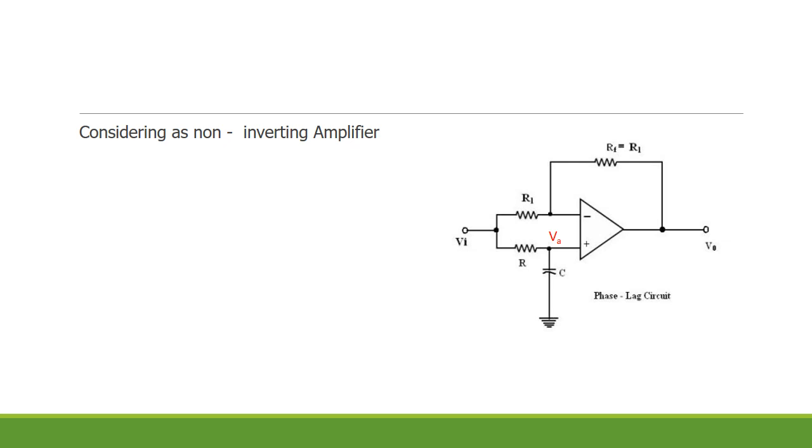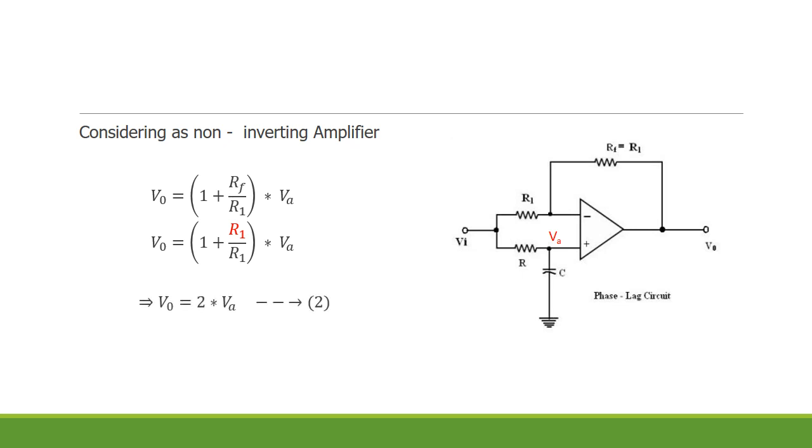When we consider this circuit as a non-inverting amplifier circuit, the output V0 is equal to 1 plus RF by R1 into Va, that is the voltage available at the non-inverting input terminal. This is the expression for the output. Here RF is equal to R1, so when we substitute RF equal to R1, we get 1 plus R1 by R1 into Va. They get cancelled and we get V0 equal to 2 times Va. This is the output voltage available because of the input present at the non-inverting input terminal. Now our job is to calculate the value of Va, that is the voltage available at the non-inverting input terminal.